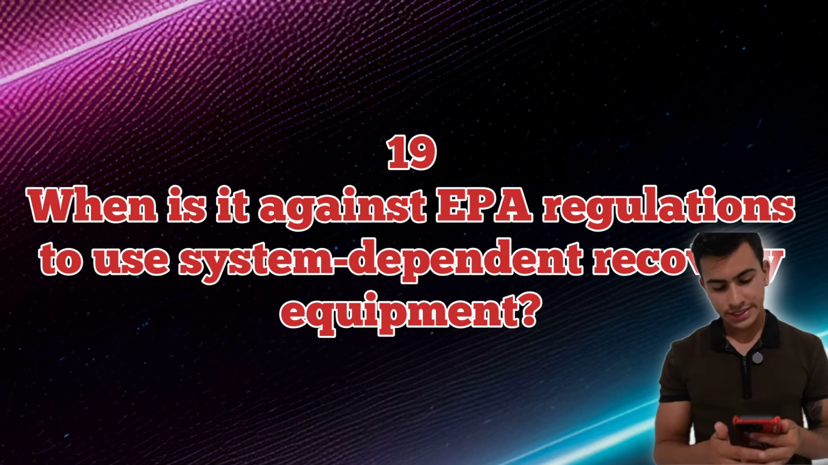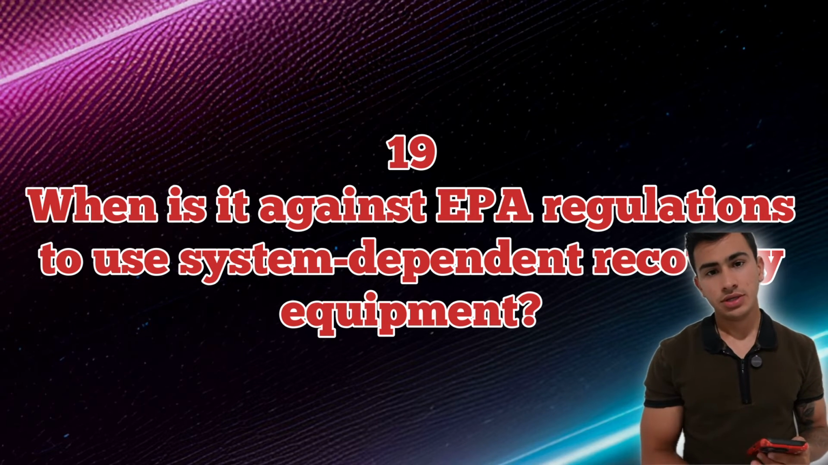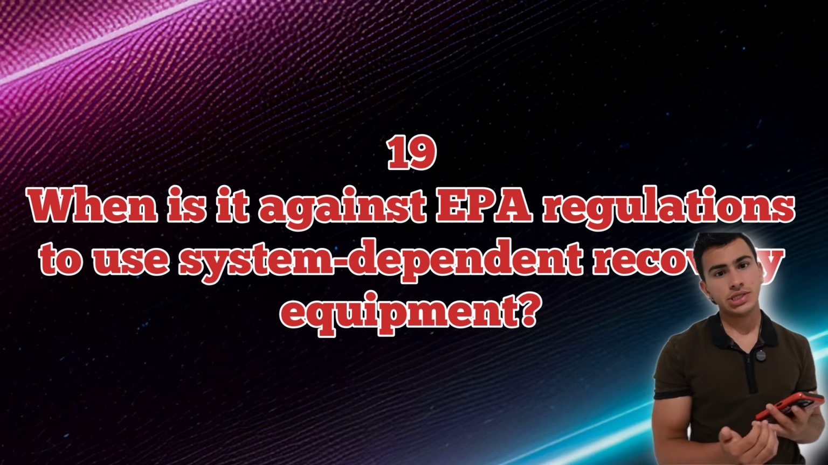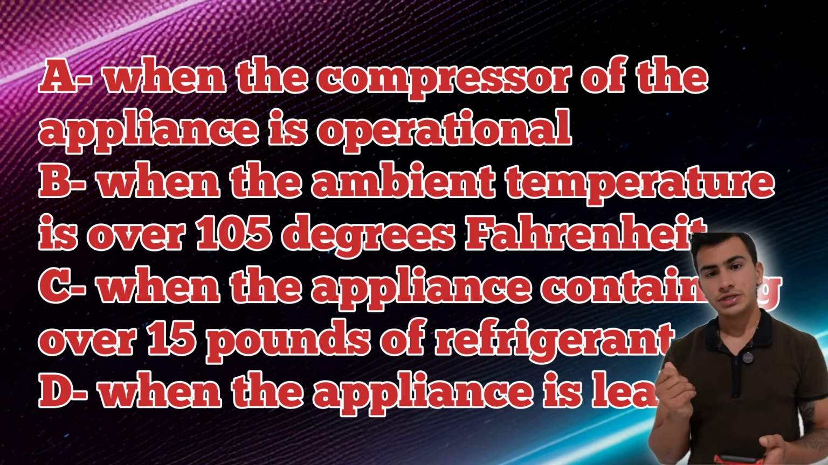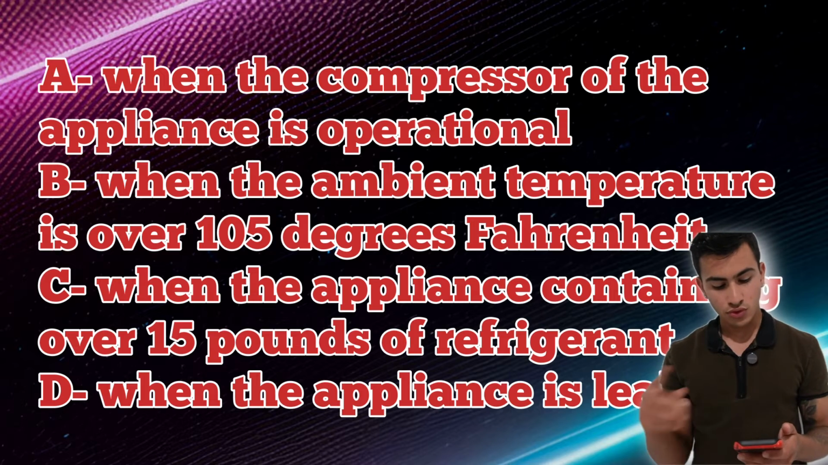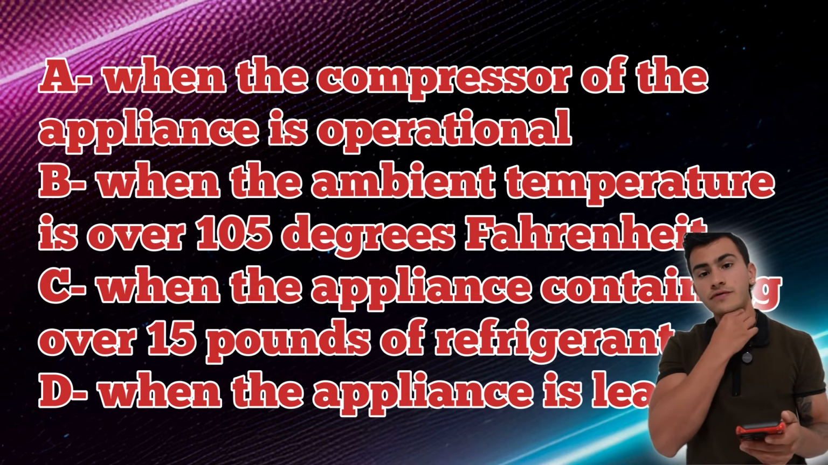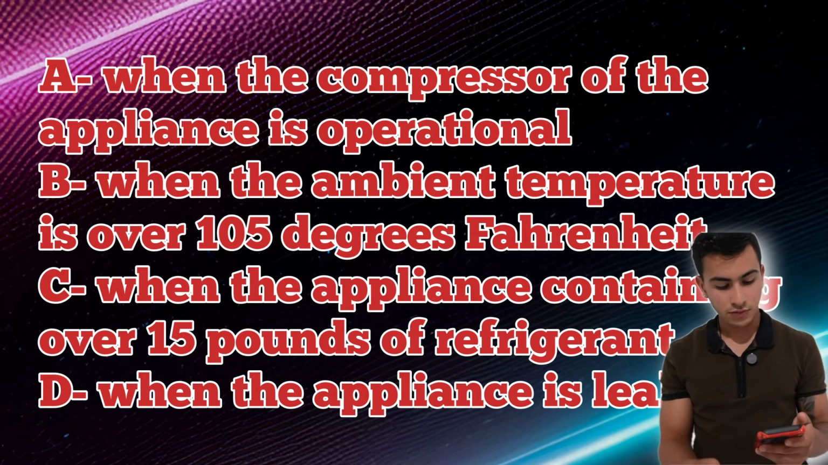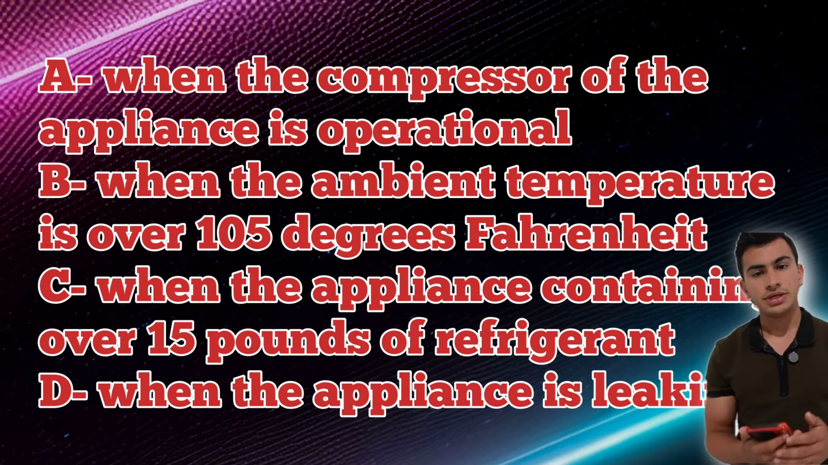When is it against EPA regulation to use system-dependent recovery equipment? You will know by looking up the definition, and the definition is containing 15 pounds or less. This one says 15 pounds or more of refrigerant. So the answer will be C, when the appliance contains over 15 pounds of refrigerant.